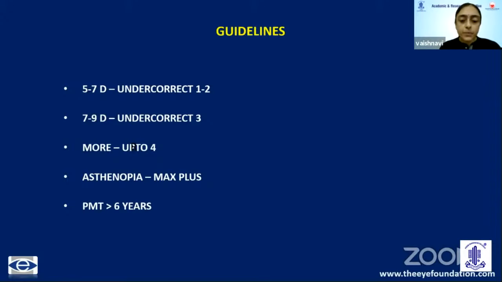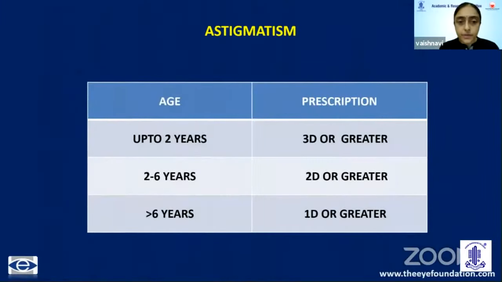In non-refractive accommodative esotropia, there won't be any deviation at distance, but there can be large esotropia at near. So we prefer cycloplegic refraction, and we can give bifocals for near. Asthenopic symptoms occur when there is a maximum plus. And in all kids greater than 6 years, it's better to do a post-mydriatic test.